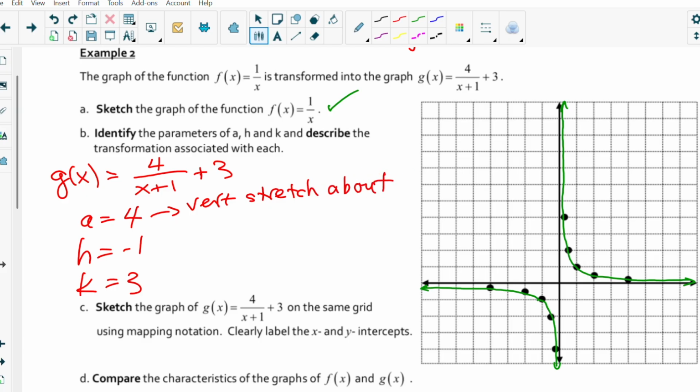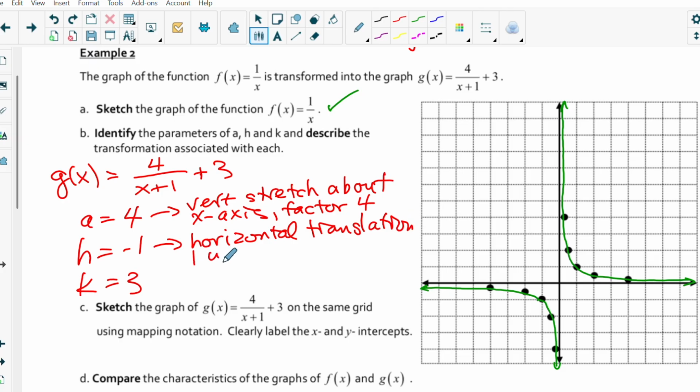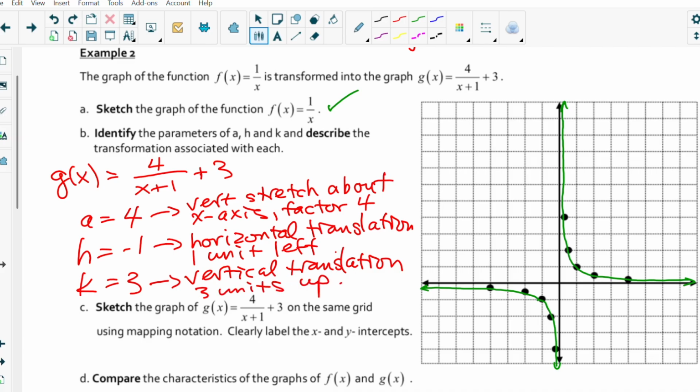A equals 4, that's a vertical stretch about the x-axis by a factor of 4. Translation, h equals -1, horizontal translation, 1 unit left. And then k equals 3, vertical translation, 3 units up.